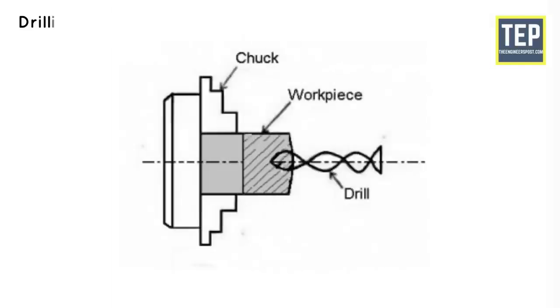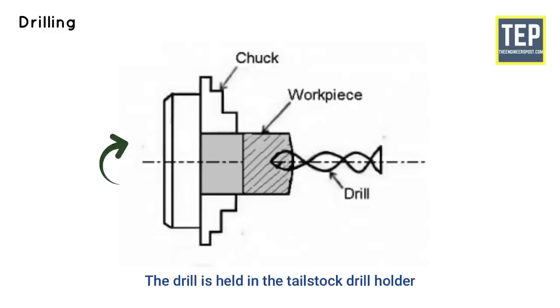Drilling. Drilling is the operation of producing a cylindrical hole in a workpiece. It is done by a rotating tool. The rotating cutter is known as a drill. In this operation, the workpiece is revolving in a chuck and the drill is held in the tailstock or drill holder.